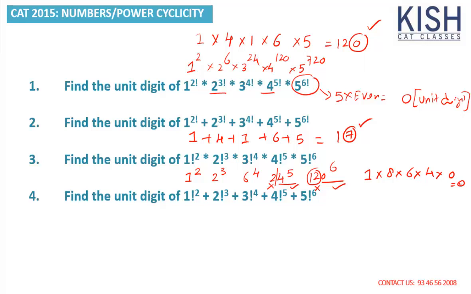Let's solve question number 4. Find the unit digit of the same number. However, in the place of multiplication, we have given addition. It means that we just need to add all of them. 1 plus 8 plus 6 plus 4 plus 0. That's 19. So unit digit is 9 here. You just need to apply common sense.